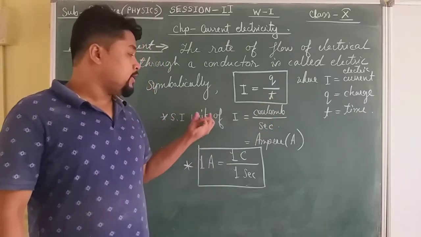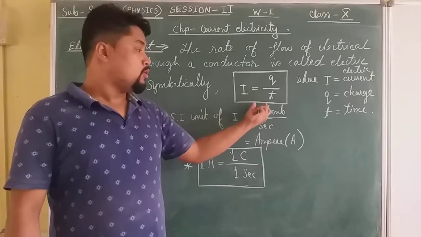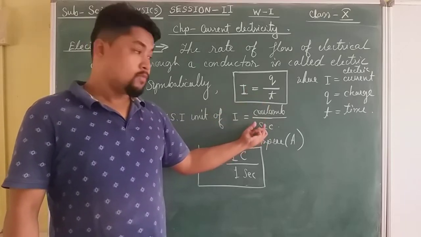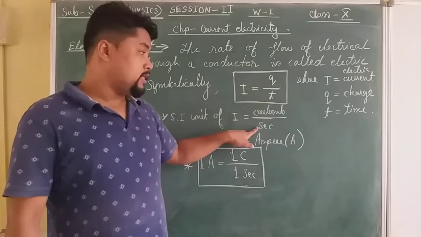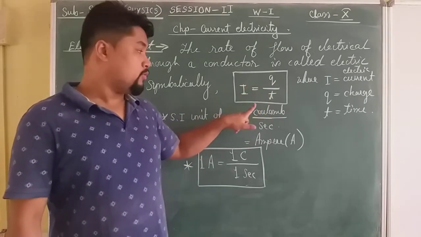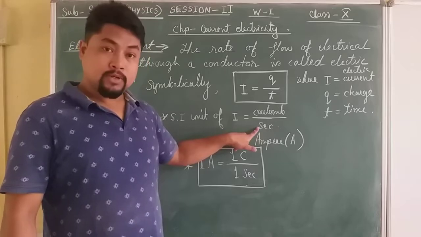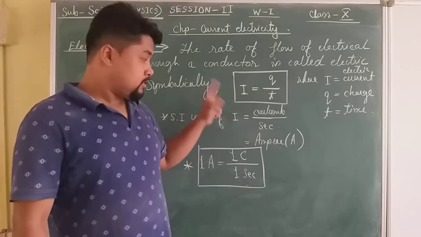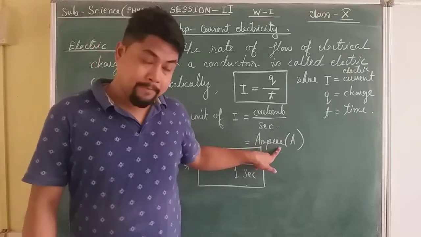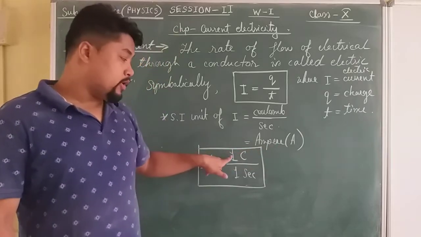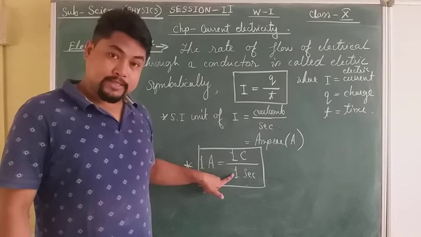Therefore, the SI unit of current is coulomb per second. Coulomb is the unit of what? Electric charge. And second is the unit of what? Time. Therefore, coulomb per second is the unit of electric current, which is also known as ampere. So, 1 ampere is equal to 1 coulomb divided by 1 second.